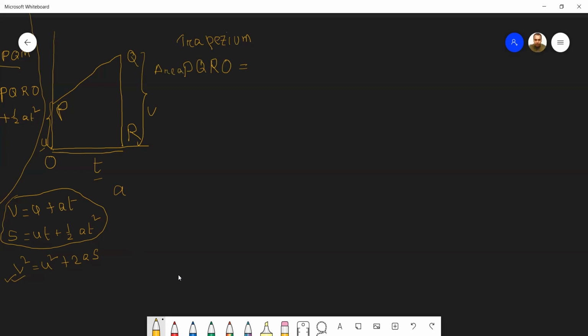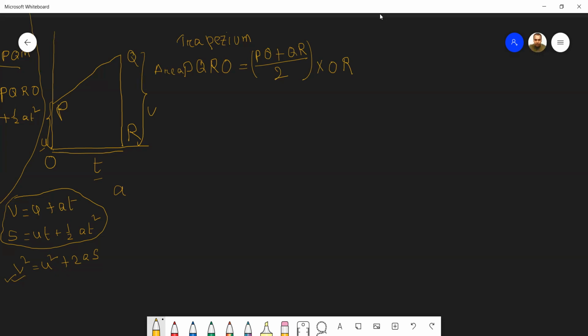The formula of area of a trapezium is the summation of the two parallel sides. Okay, what are the parallel sides here? PO and QR. These two are the parallel sides. So you add them, PO plus QR divided by 2, multiplied by the base of the trapezium. The base here is OR. So you have to remember this formula. So area of this trapezium is PO plus QR divided by 2 multiplied by OR.